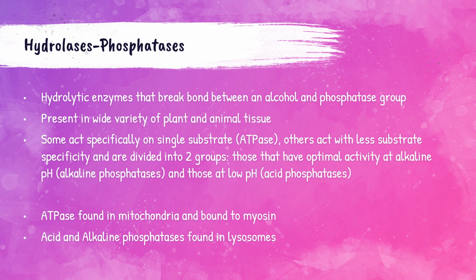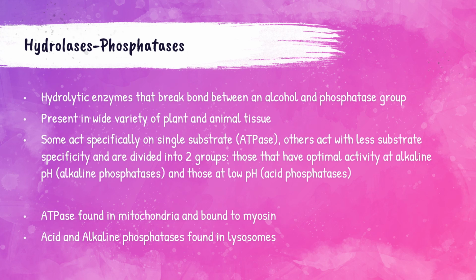Now, phosphatases are another classification of hydrolase. These are hydrolytic enzymes that break the bond between an alcohol and a phosphate group. This enzyme type is present in a lot of plant and animal tissues. Some phosphatases act specifically on a single substrate. An example of this is ATPase. ATPase is found in the mitochondria, and it is bound to myosin, which is a contractile muscle protein.